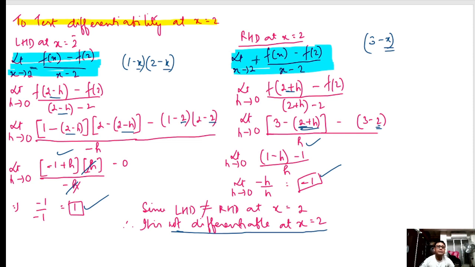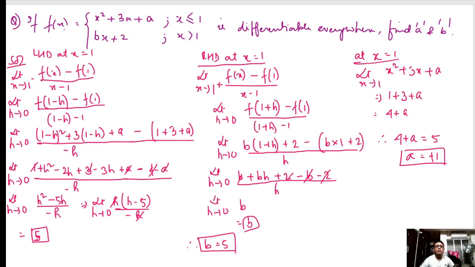Okay, so let's see the next sum. The next sum says that the function f(x) is x square plus 3x plus a, applicable when x is equal to or less than 1, and bx plus 2 when x is more than 1. And I have to check the differentiability. It is differentiable everywhere, that means it is differentiable at 1 also. So they are telling find a and b. Okay, so let's see.